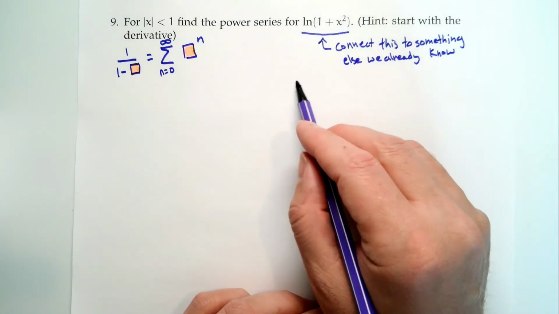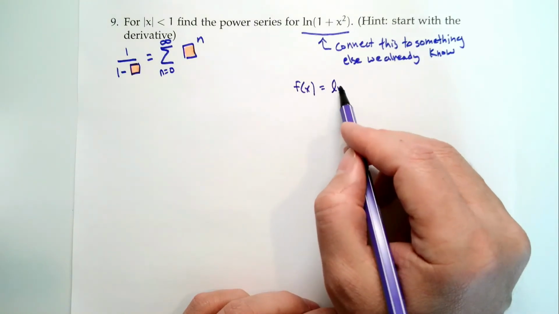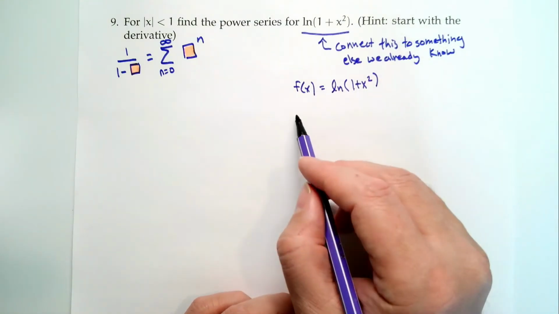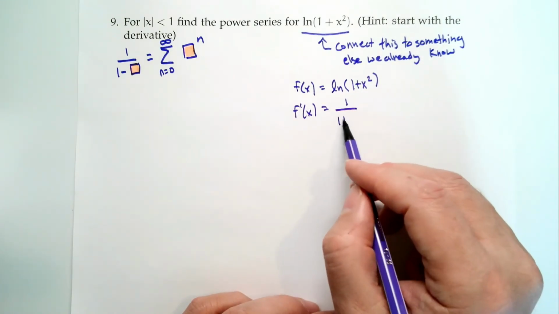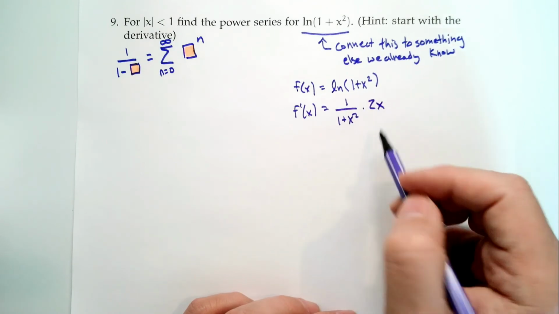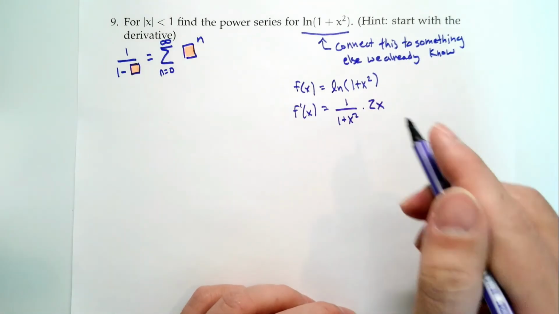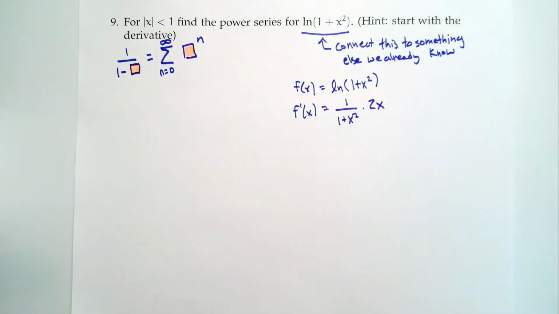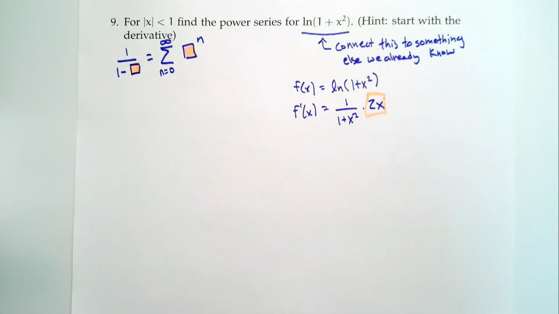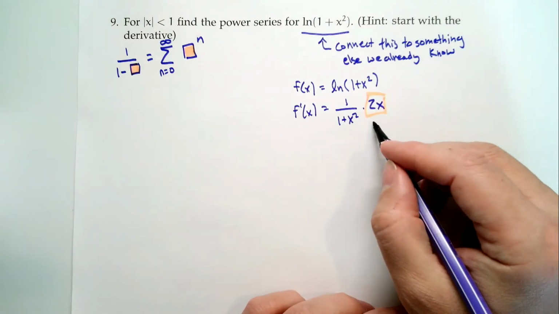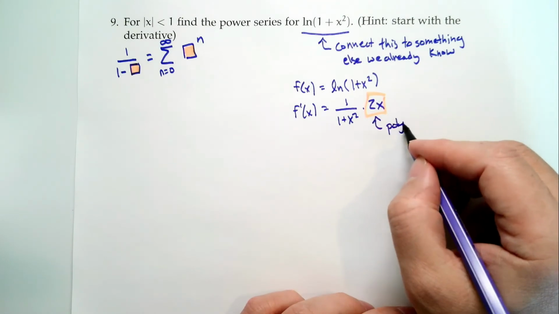And so I'm going to think of this function right now, f of x, as log of 1 plus x squared. So f prime of x, derivative of natural log, is 1 over 1 plus x squared times 2x. Now, you'll notice there's a 2x here. For this 2x, just leave it alone. I'm going to think of that as a polynomial. And in fact, that's why we want to leave it alone, because when we're thinking about a power series, we're really thinking about a polynomial. So this is our polynomial. We're happy with that.